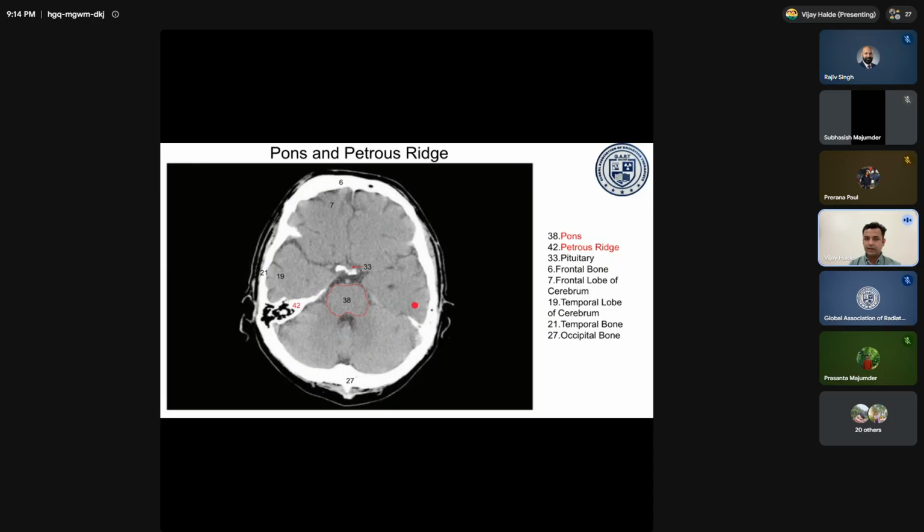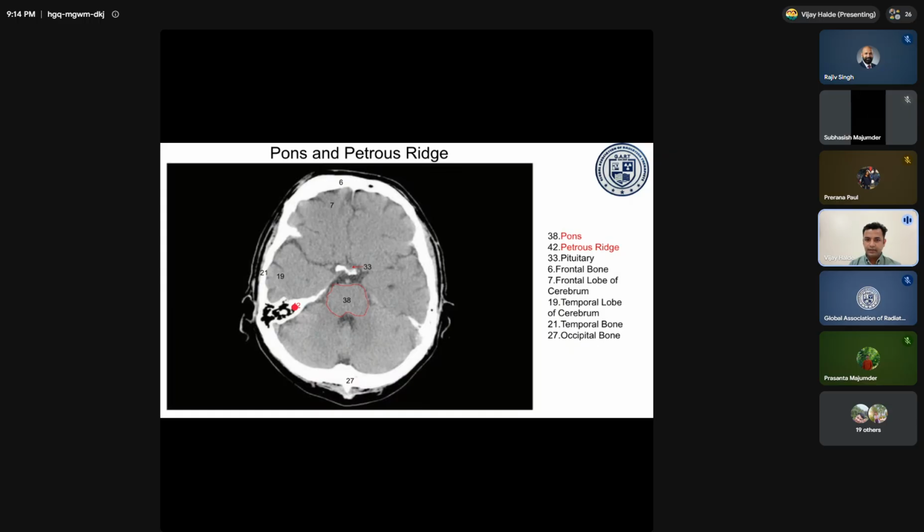Now we have reached the skull base, one of the most critically important levels in cranial radiotherapy. The pituitary gland, here we can see, number 33. All other structures are also visible. This is the frontal bone. Number 20 is the temporal bone. This number 42 is the petrous ridge, which is an important landmark at this level during the CBCT matching.